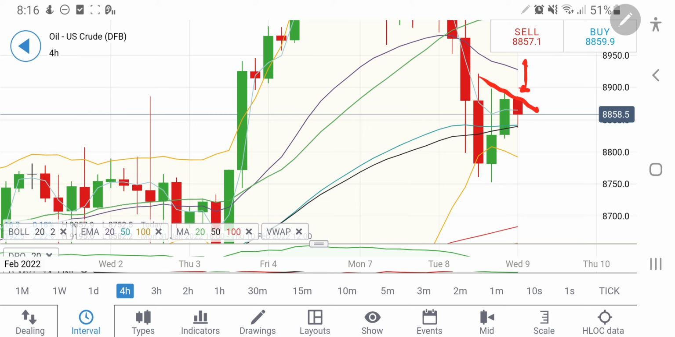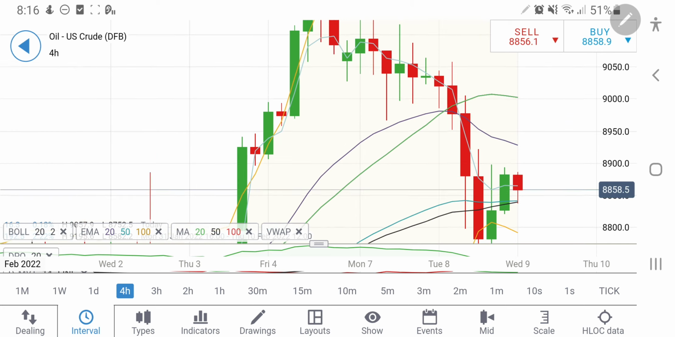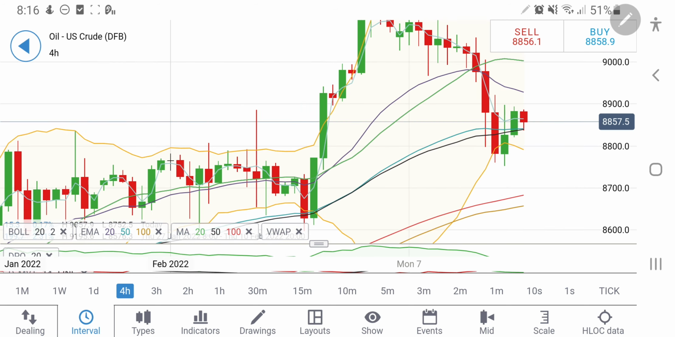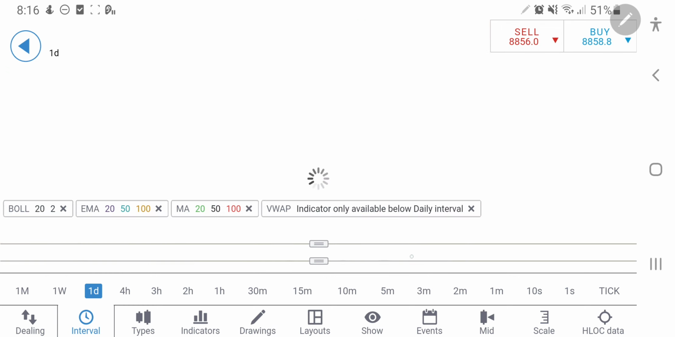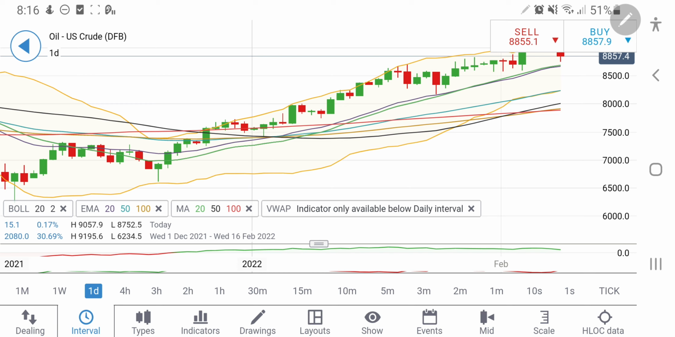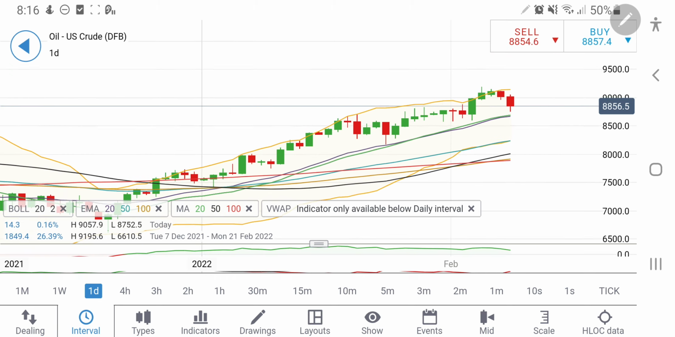You can expect it to hit 89.30, 89.50, and in fact it can go towards 90 levels, that is $90. On the downside, there is a support coming into picture. You can see here support coming into picture at 88.40 levels. Once it breaks 88.40, you can again expect it to drop towards 87.50 levels.